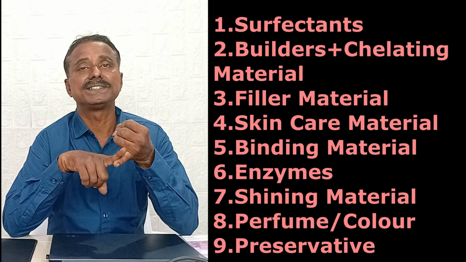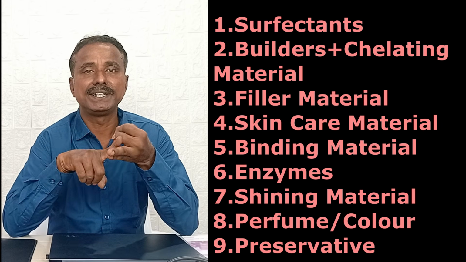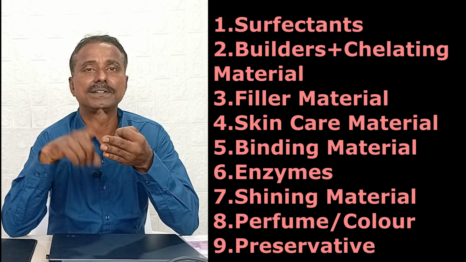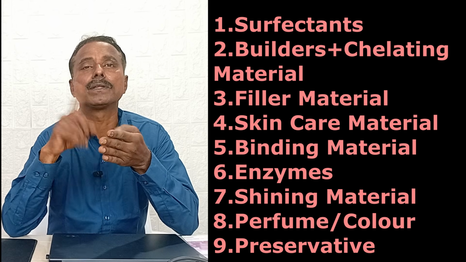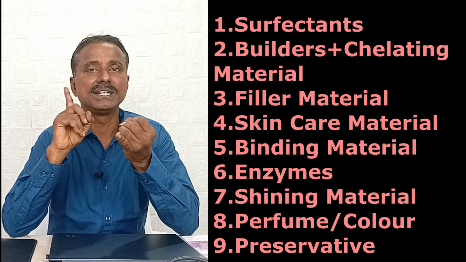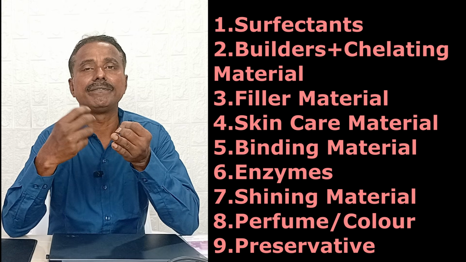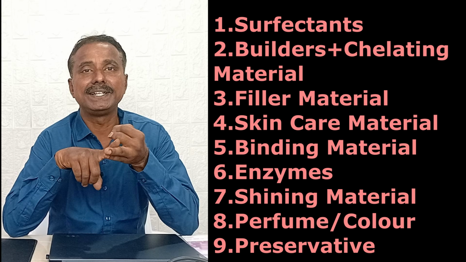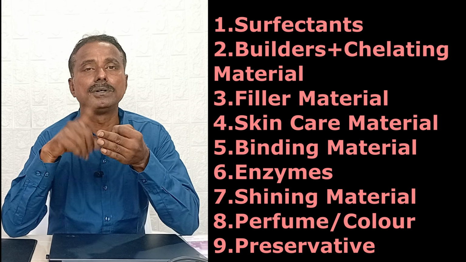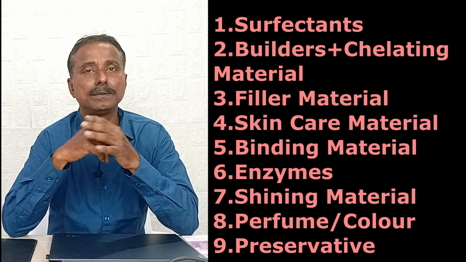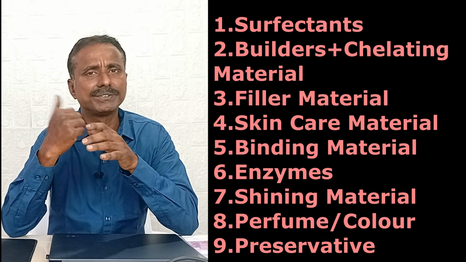To prepare a good quality dishwash bar, we need to add these materials: surfactants, builders and chelating materials, fillers, skincare materials, binding materials, enzymes, and shine materials. For shining purposes, we need to add some chemicals. Then perfume, color, and preservative. Let us discuss one by one.